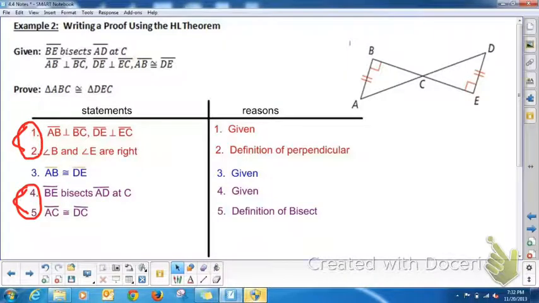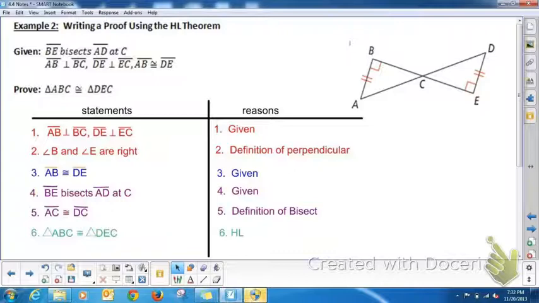Beyond that, you could mix these up any way you wanted. You could have put 3 first. You could have put 4 and 5 first. You could have put them in any order, as long as 1 comes before 2 and 4 comes before 5. These could be in any order. I'm proving that they are right triangles, that their hypotenuses are congruent, and that their legs are congruent. So 3 was independent of itself. It didn't matter where that came in. It just had to come in before this last step. The 2 triangles are congruent using hypotenuse leg.